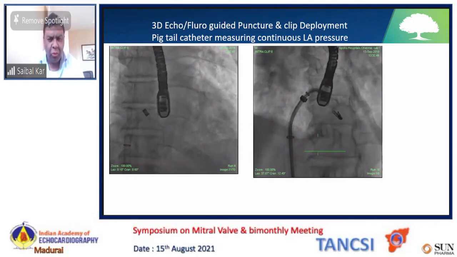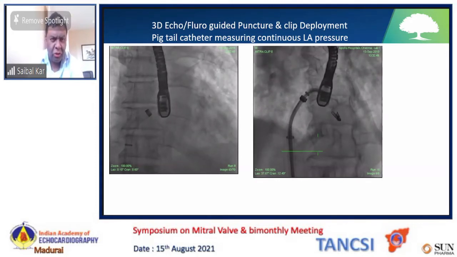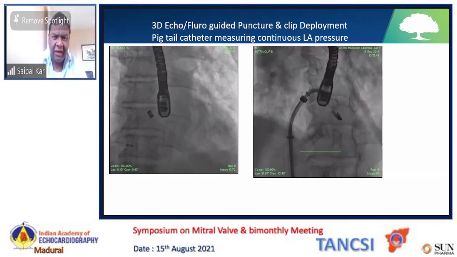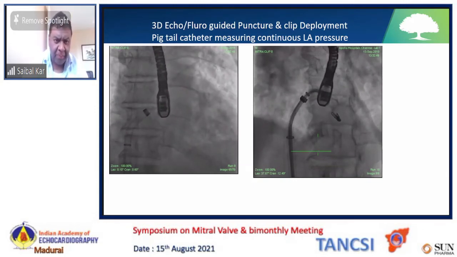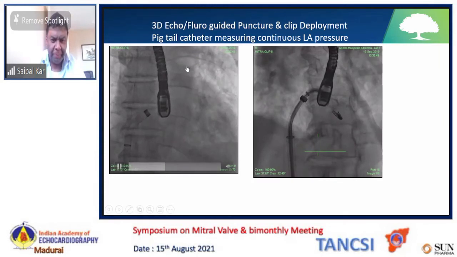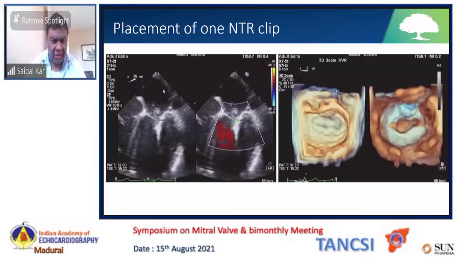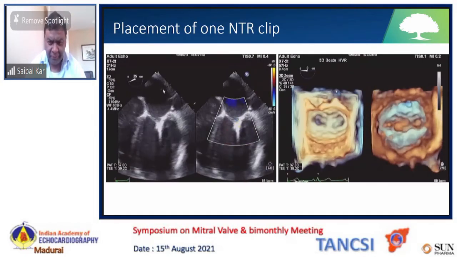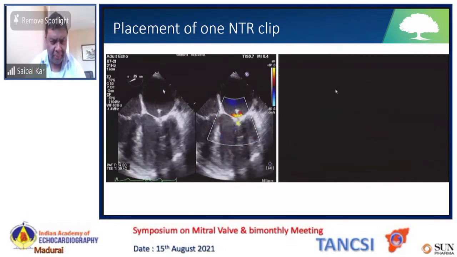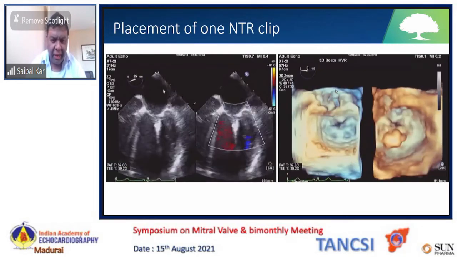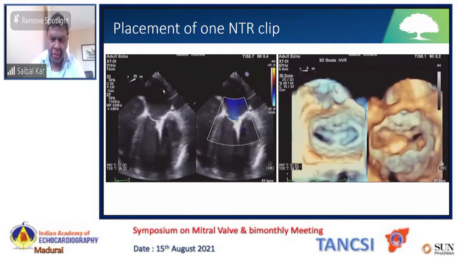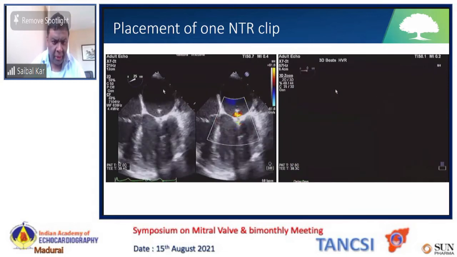I don't want to go through the steps because I'm just going to talk about it. We do a transseptal puncture, we advance the guide, we maintain a pigtail. Have you seen a pigtail catheter there? I maintain a pigtail catheter in the left atrium, always, to measure left atrial pressure. We advanced and we put just one clip. And look at the MR after one clip. He went from torrential MR to trace MR.